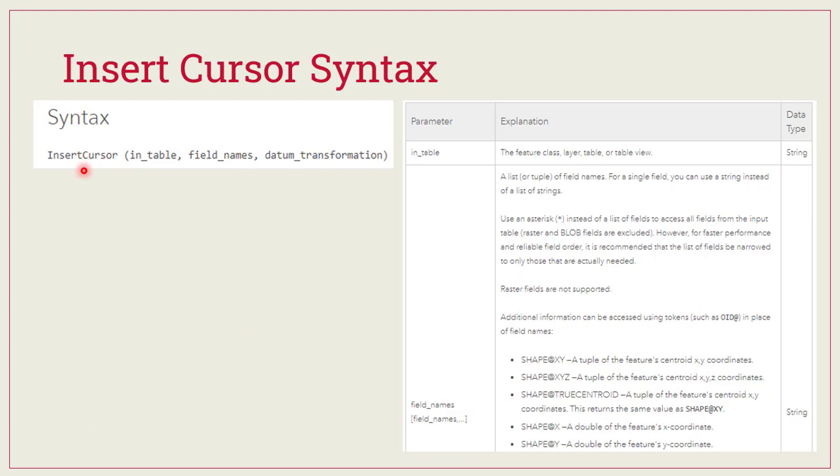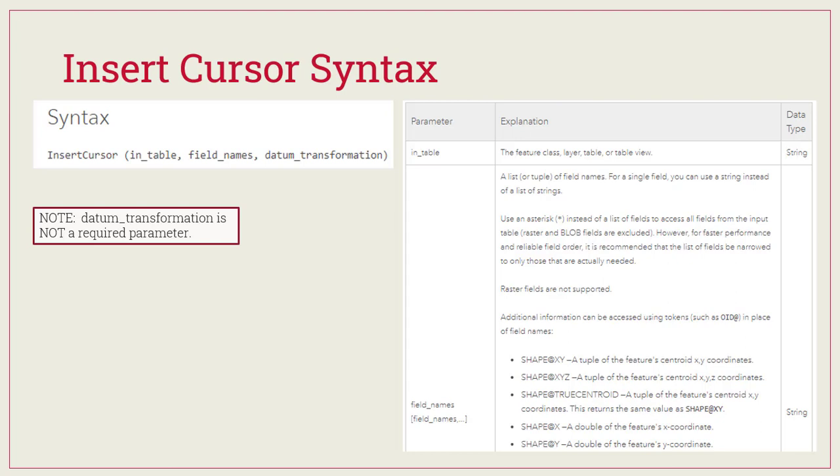So here's our detailed look at the syntax for insert cursor. Take note of the short number of parameters here, and also take note that it looks like there are 3 required parameters for insert cursor. However, I want you to note that the datum transformation is actually not a required parameter. I believe right now this is just an error in the documentation online, but do know that, and you'll see as we go through here with insert cursor, that it is not a required parameter when you are populating a new table or a new feature class with items with insert cursor.